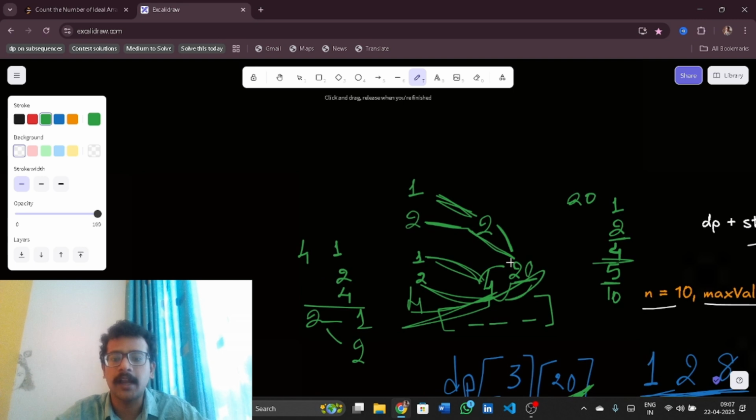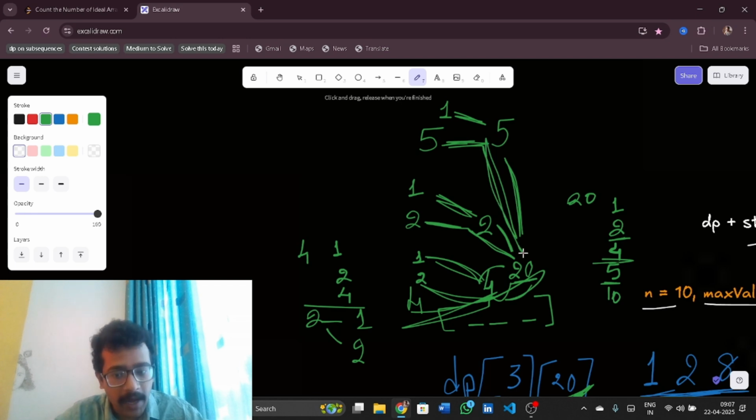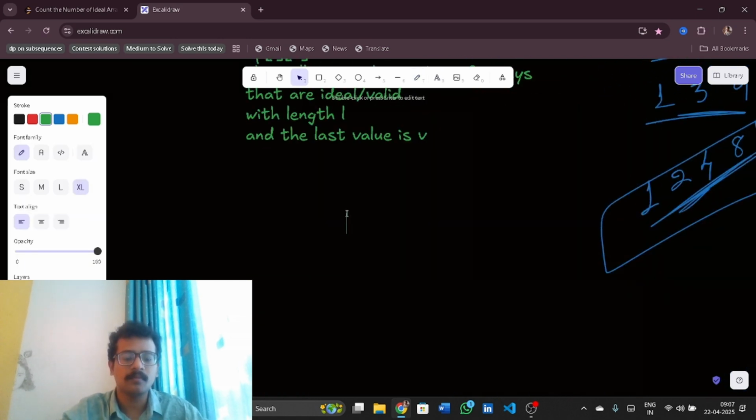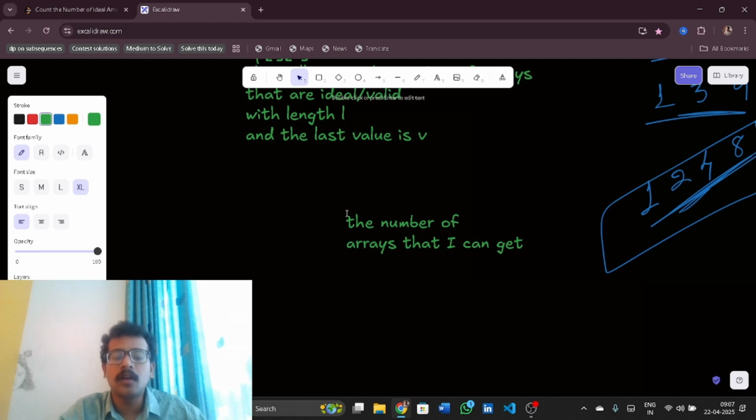Just take the 5 again. With 5 I'll get 1 and 5, which are divisible by 5. 1, 5 and 20 will be valid. 1, 5 and 5, 5 and 20 will be valid. What I am doing here is counting the number of arrays that I can get with dp of v, where I am just taking v of length L.